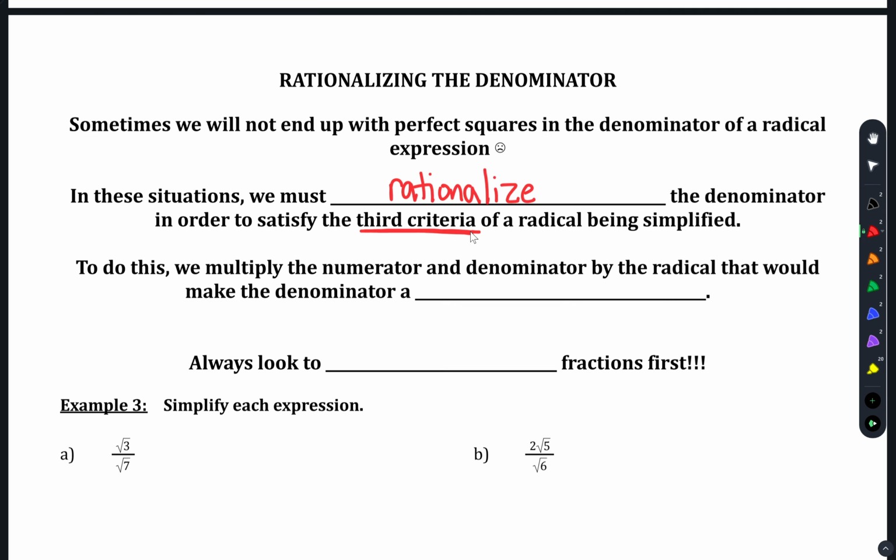The fancy way to say rationalize is to say we multiply the numerator and denominator by the radical that would make the denominator a perfect square. It's really not as complicated as that sounds. I'm going to show you what it looks like first. But the rule that we should always be following to make our lives easier is to always look to reduce first if possible. Okay, are you ready to look at the examples?